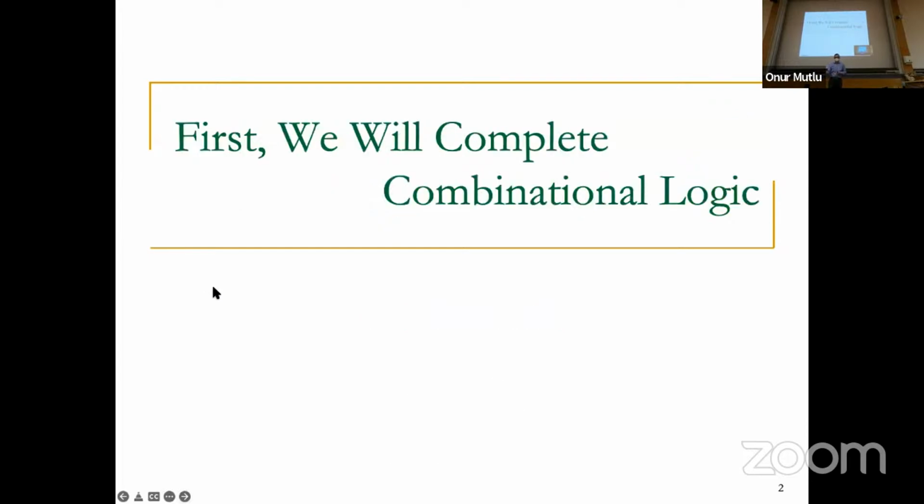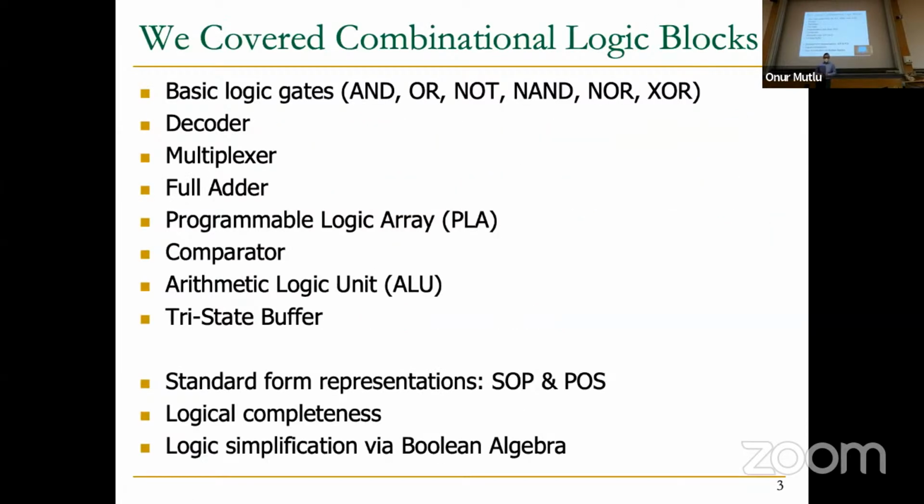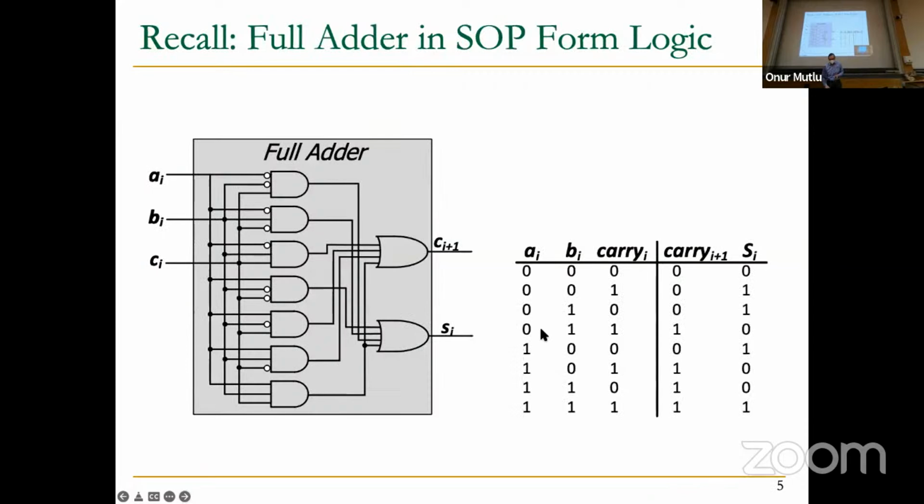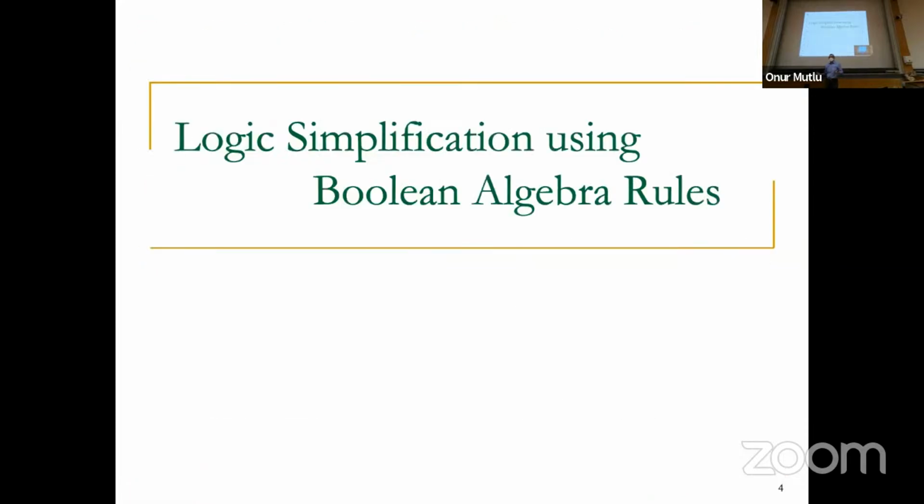But first, we will complete combinational logic. We covered a lot of things in combinational logic in the last 2 lectures. We covered many combinational logic blocks. This is a reminder to you. I'm not going to go through this entire thing. We covered a lot of interesting notions: SOP and POS, sum of products and product of sums, standard form representations, logical completeness, and logic simplification via Boolean algebra. And basically, this is where we left off.